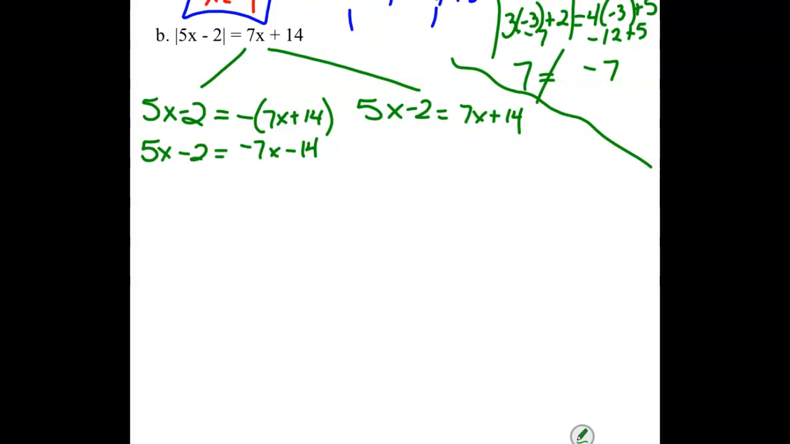All right. I want you to go ahead and try to solve both of these equations. I am going to work through it up here. Okay? But try to do it on your own and then just check your answers.